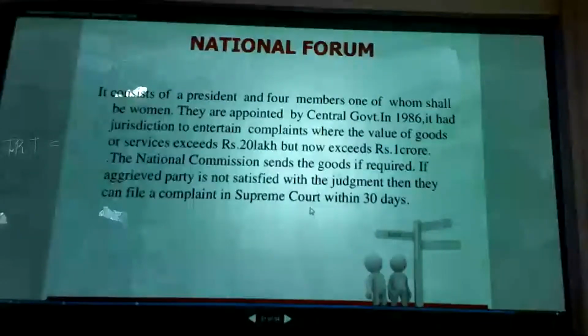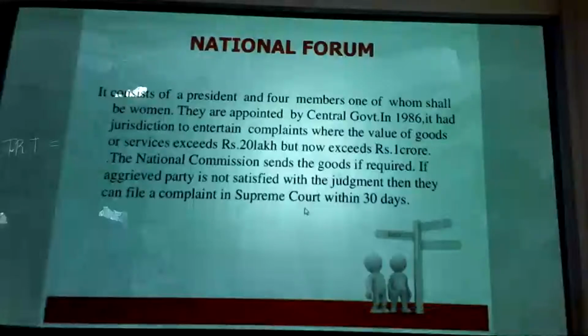So this is the major thing. The three forums: one is the district forum, the state forum, and another one is the national forum. Major three forums. They are consumer redressal agencies dealing with consumer law. These major three agencies are what deal with consumer law.